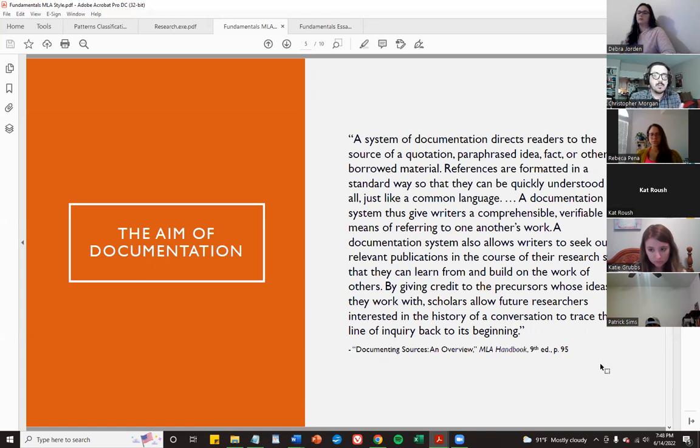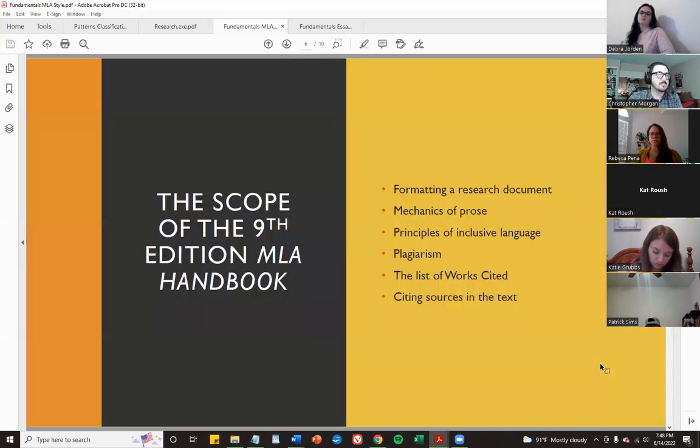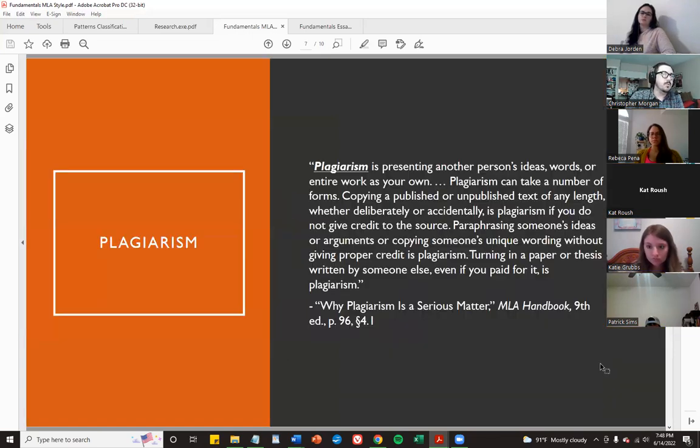By giving credit to the precursors whose ideas they work with, scholars allow future researchers interested in the history of a conversation to trace the line of inquiry back to its beginning. So that's one of the main aims of documentation. And it's also to sort of head off the idea of plagiarism, which is defined as presenting another's ideas, words, or an entire work as your own.